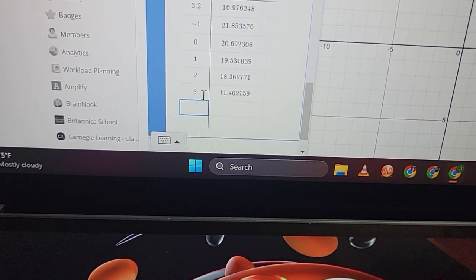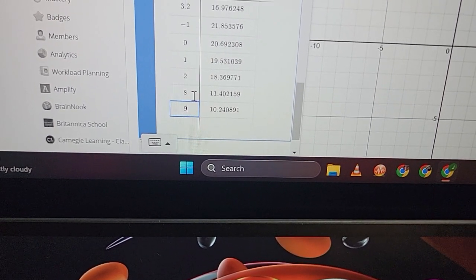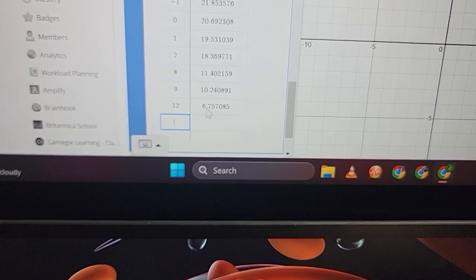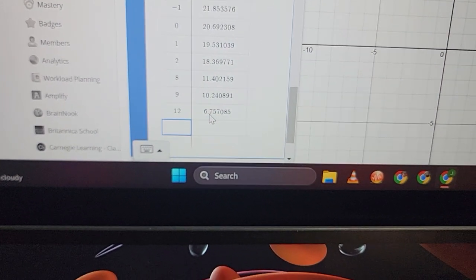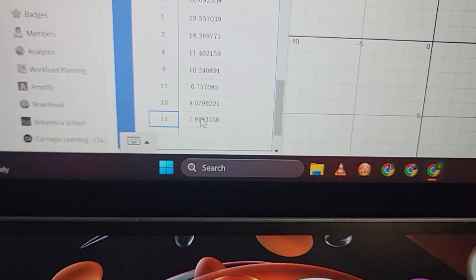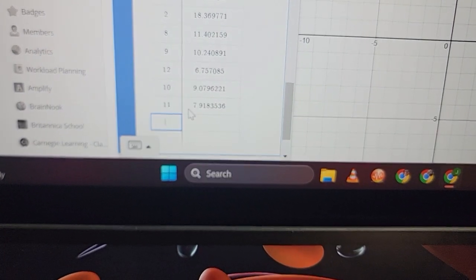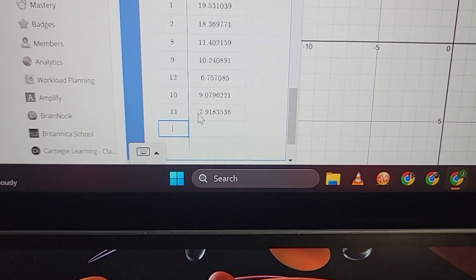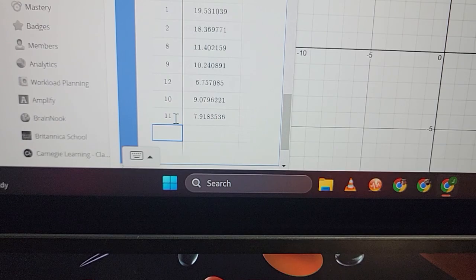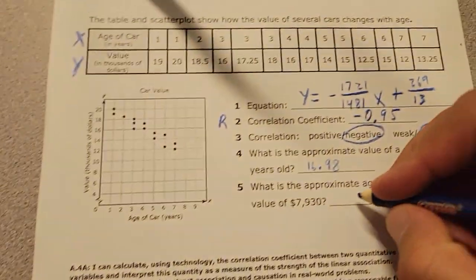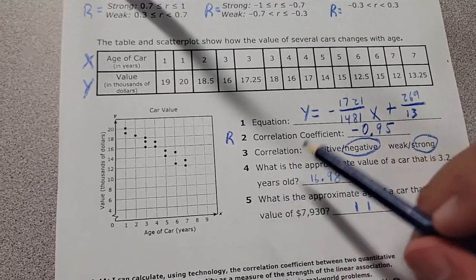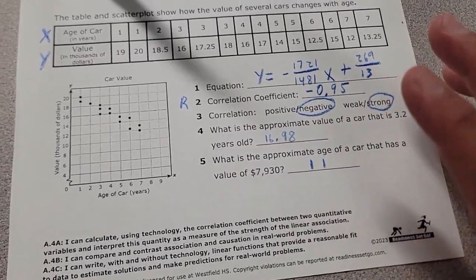Enter. 9. So it's getting older. Let's try 12. Now it's too much because I want 7,900. So let's try 10. I shouldn't have skipped 10 right there. Let's do 11. So look at that, 7,900. So 7,918 is close enough, right? Because it says approximate. And that is around how many years? Around 11 years. All right, so these two are going to be the hardest ones, 4 and 5, because you have to program again.